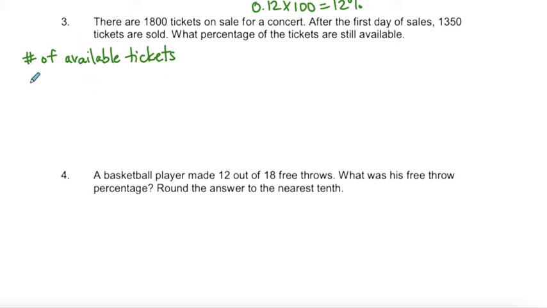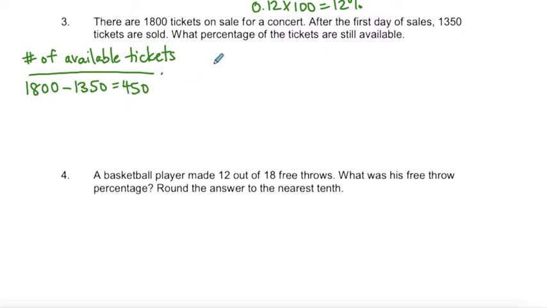So I'm going to take the total number of tickets I had, and I'm going to subtract the number of tickets that I sold. That gives me an answer of 450 tickets. So there are 450 tickets left.